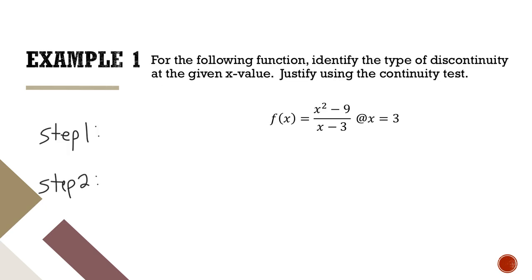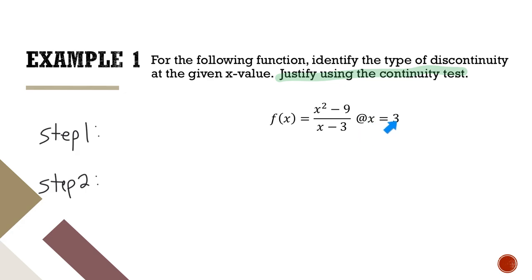So what we're going to talk about is running through the continuity test, and you're going to have to go through all 3 steps in order to figure out what this is. You can't just stop at one step, you have to use all 3 steps in order to do this. So on a test, quiz, or homework, you're going to have to run through all 3. So the first step is determining if that function is defined at that value.